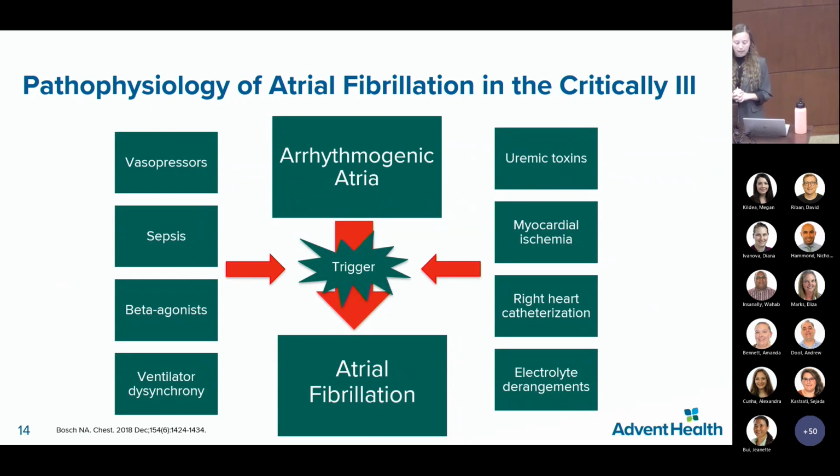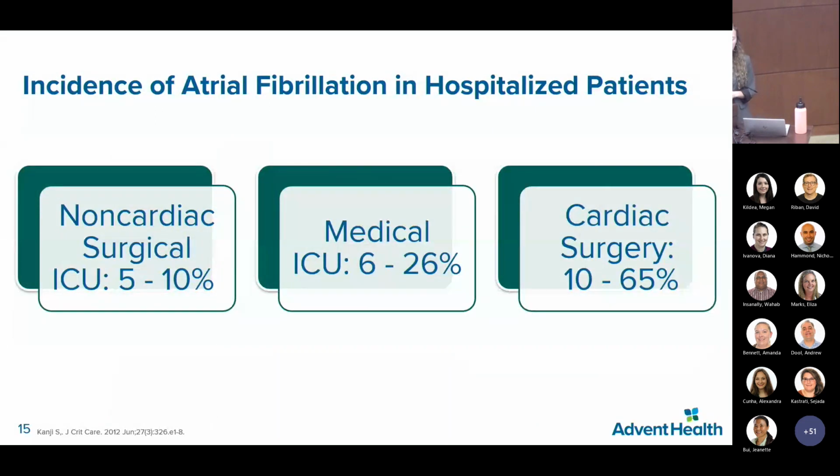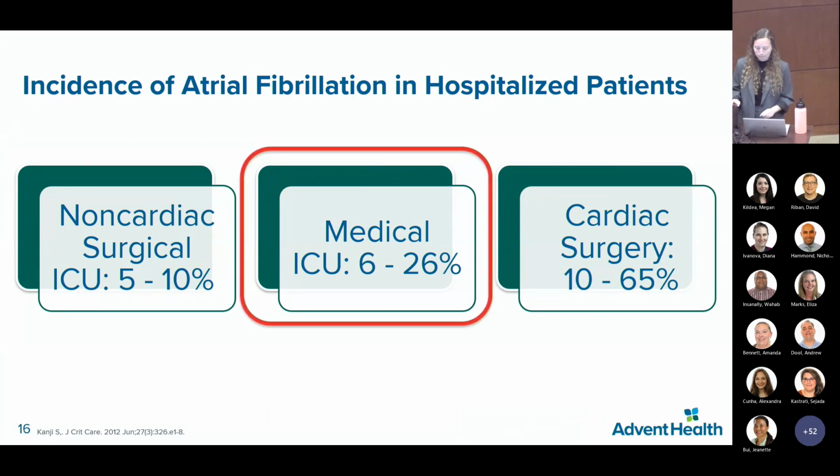Once this atrial remodeling has occurred, it makes the atria susceptible to the development of AFib in the presence of certain triggers. These triggers of AFib can include vasopressors, sepsis, ventilator dyssynchrony, and other causes of adrenergic stimulation. When we look at the incidence of AFib in our hospitalized patients, there is a significant incidence in our patients who have recent cardiac and non-cardiac surgeries. In today's presentation, we will focus specifically on our medically ill patient population, which has an incidence rate between 6 and 26%.